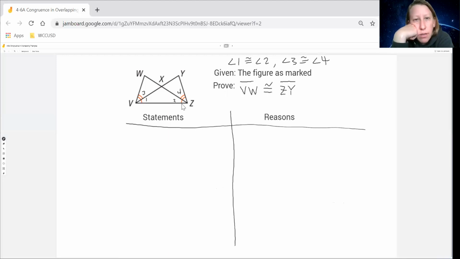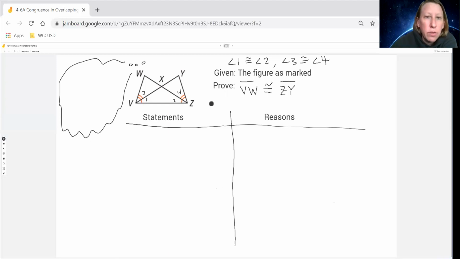And what else do you see? You see the overlapping triangles? Oh, good. I could also put little numbers for this. Should we call this 5 and 6? Why not? What do you guys know about angle 5 and angle 6? Good. Okay, they're congruent because of vertical angles. They're vertical angles, and we know that vertical angles are congruent. Good.